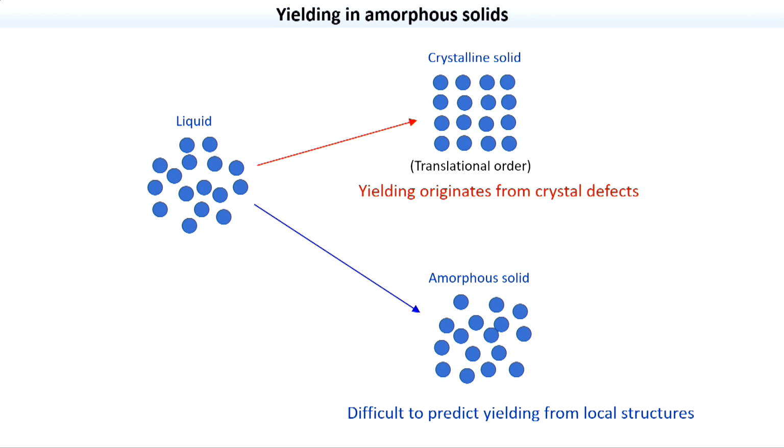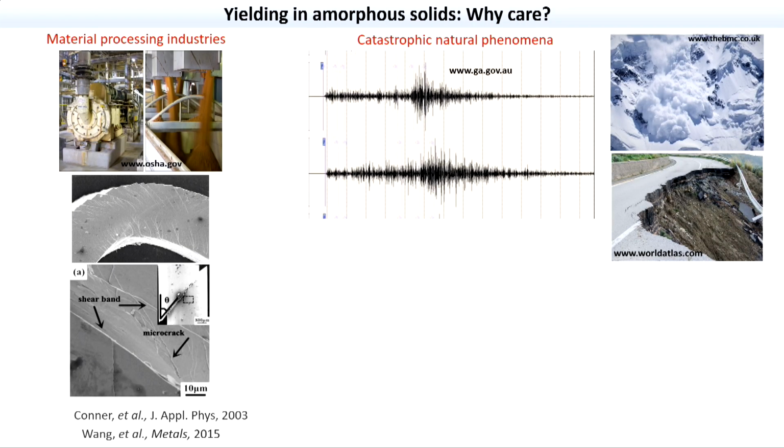But now, because of this structural disorder, it is very difficult to identify, and it is a very active field of research, whether there are identifiable precursors in the structure from where yielding or material failure will take place. Yielding in amorphous material is extremely important from the point of view of material processing industries, and for catastrophic natural phenomena like earthquakes and landslides. These are all failures, and all these materials are basically amorphous in nature.